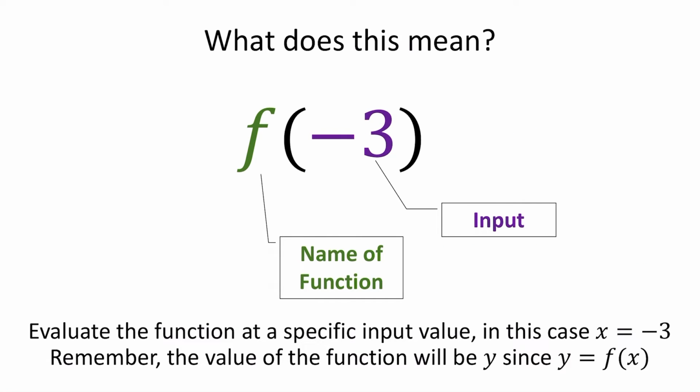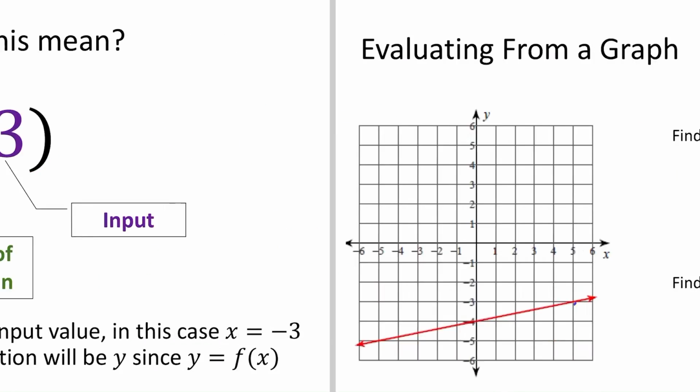So let's talk about what this means. Remember, if you're given f of negative 3, f is telling you the name of the function, and negative 3 is telling you the input value. So this is saying evaluate the function at a specific input value. In this case, x equals negative 3. Remember, the value of the function will be y since y equals f of x.